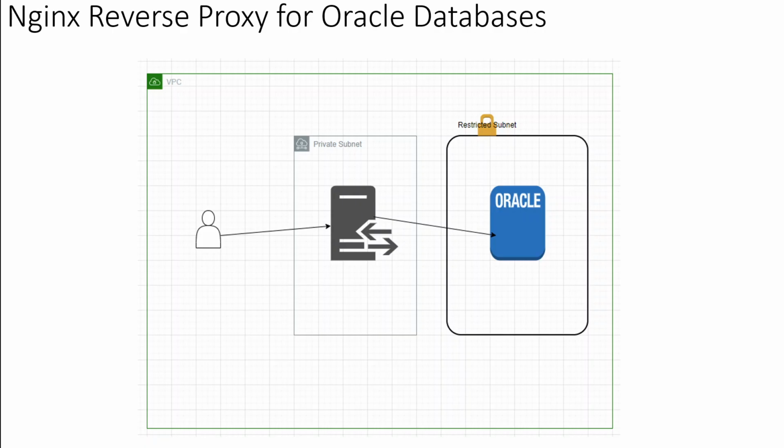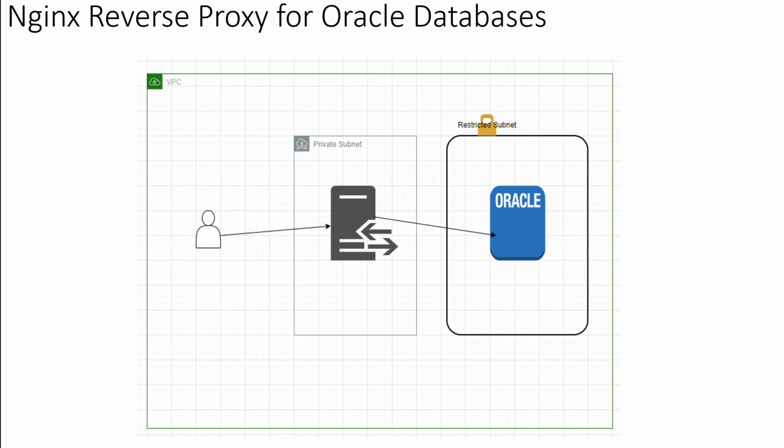Let's suppose you have a network, and in this example, we are using a virtual cloud network or virtual private cloud, which is a virtual cloud where all of your resources exist. In this VCN or VPC, we have two subnets. One is a private subnet and the other one is a restricted subnet.